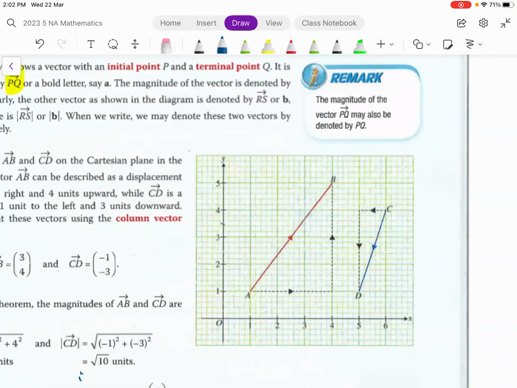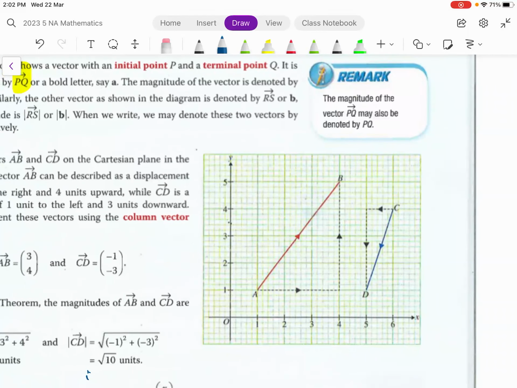Look at your column vector again. This is AB. Because this means 3 units to the right, 4 units up, the magnitude of this vector is simply square root of 3 squared plus 4 squared. Likewise over here, because we are doing Pythagoras theorem. Pythagoras theorem talks about the length of triangles. Length is a scalar. So we are talking about distance, not displacement. So although this is -1, telling me that we are going to the left, when I talk about distance, I don't care about this negative sign.